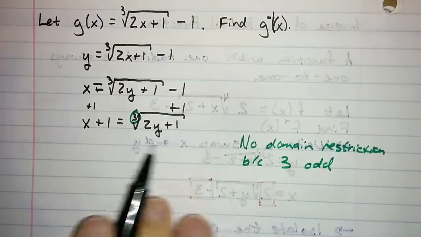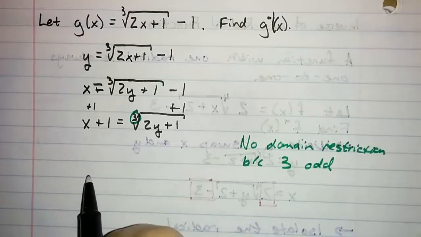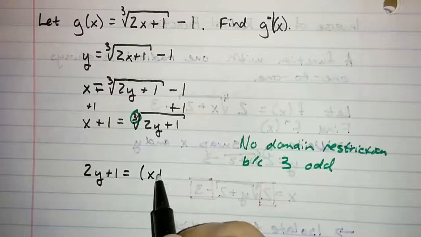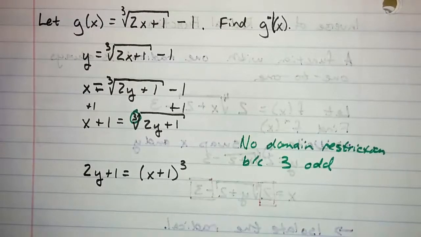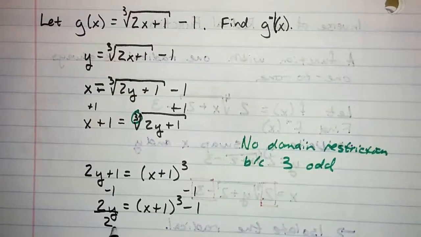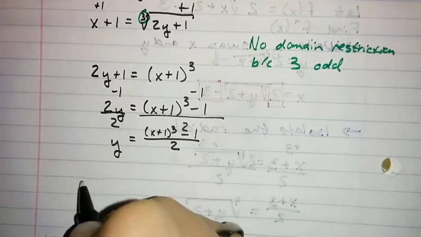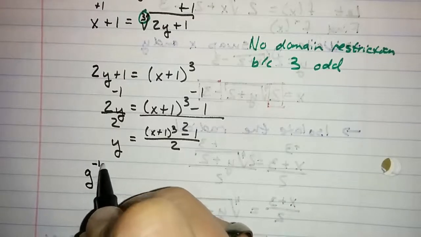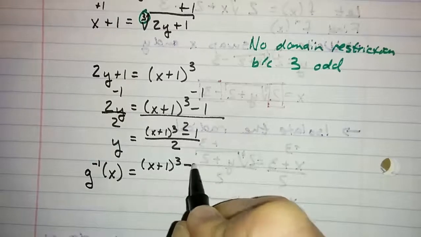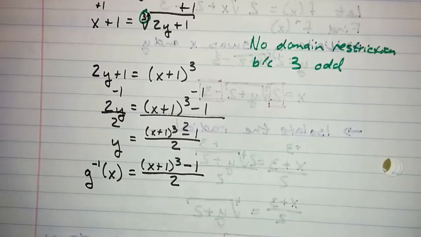I can go ahead and get rid of the radical. Saying x plus 1 is the cube root of 2y plus 1 is the same as saying 2y plus 1 is (x plus 1) to the third. Alright, now I'll subtract 1 on both sides and divide both sides by 2. And finally, I'll bring back my function notation. My function's name is g. So g inverse of x is ((x plus 1) cubed minus 1) all over 2. I could simplify this, but I don't need to.